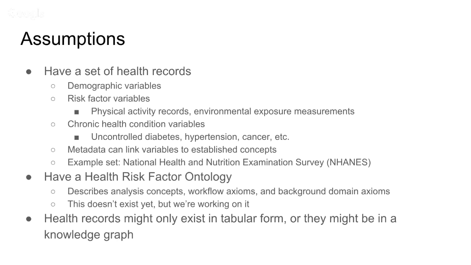And so then we also have these chronic health condition variables. So an example might be uncontrolled diabetes. You have like HbA1c that's very high, or maybe you have hypertension, or you have cancer, that sort of thing. And we are working with the idea of metadata on the variables in this set of records to establish concepts. So maybe you don't really know what some random pesticide is, but you can link it to a concept, and then they'll give you more information, and that's authoritative.